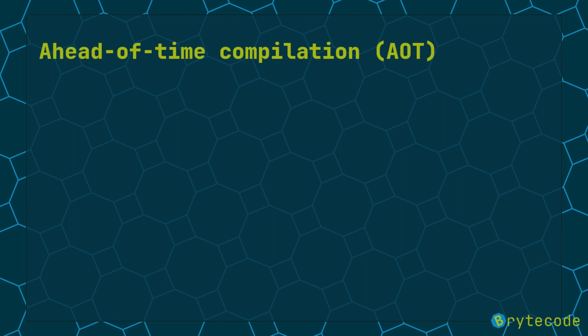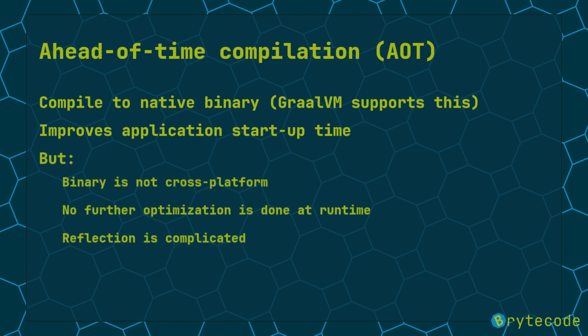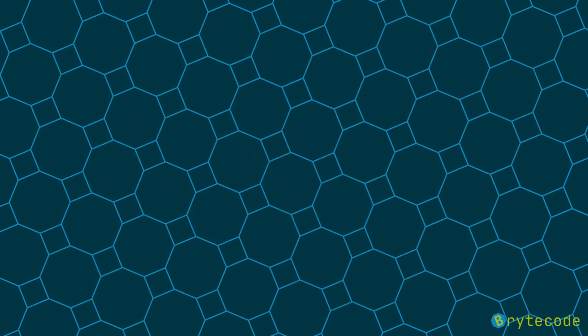One popular approach to solve this problem is ahead-of-time compilation. You compile your Java application down to a native operating system binary. This drastically improves startup times, but you lose some JVM flexibility such as reflection and dynamic class loading.